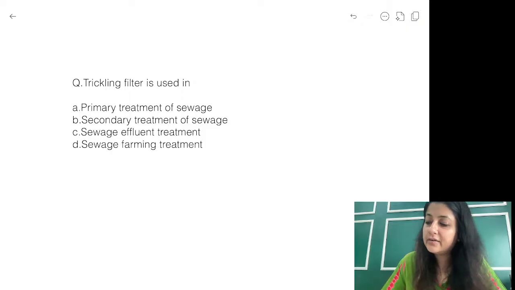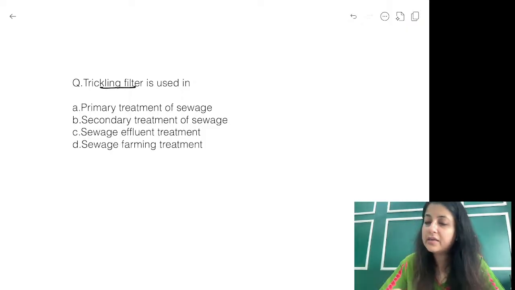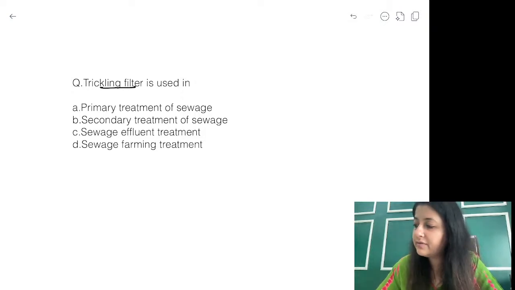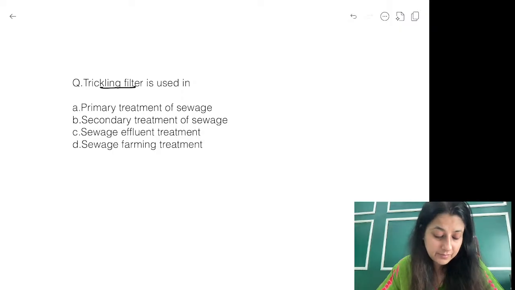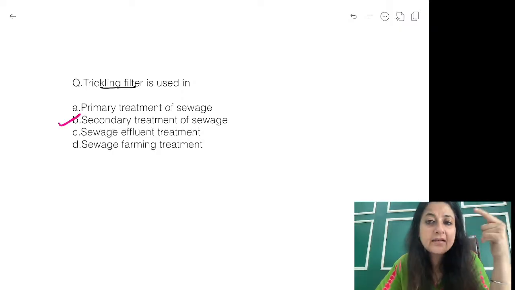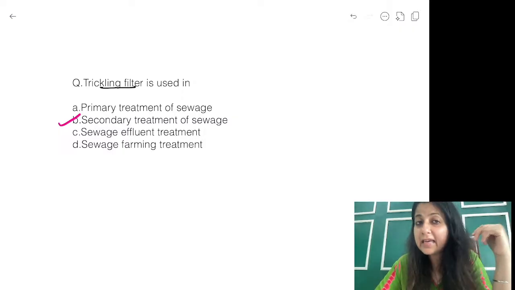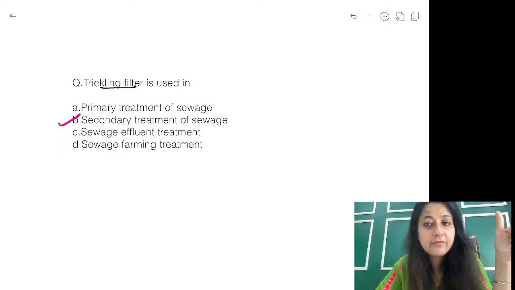What is trickling filter? Tell me all the possible questions from sewage. What is trickling filter? Trickling filter is used in primary treatment of sewage, secondary treatment of sewage, sewage effluent treatment, sewage farming treatment. What is your answer? Secondary treatment. Very good. Now they ask you a question, what is happening in secondary treatment of sewage? In secondary treatment, we use trickling filters or we can use activated sludge process.